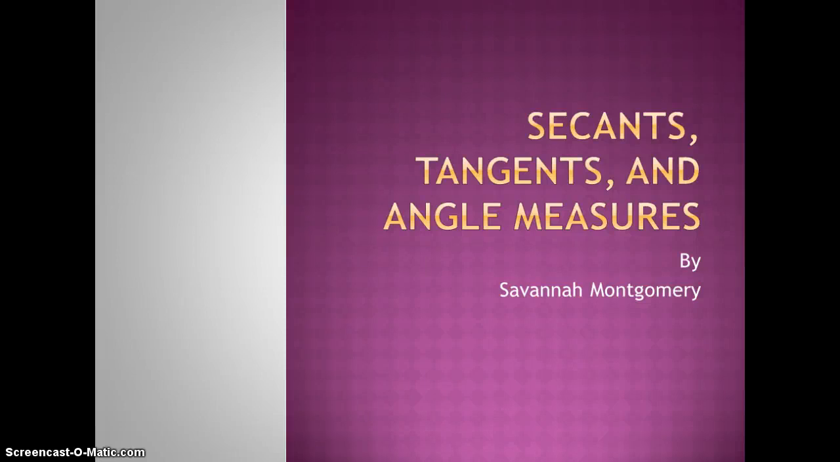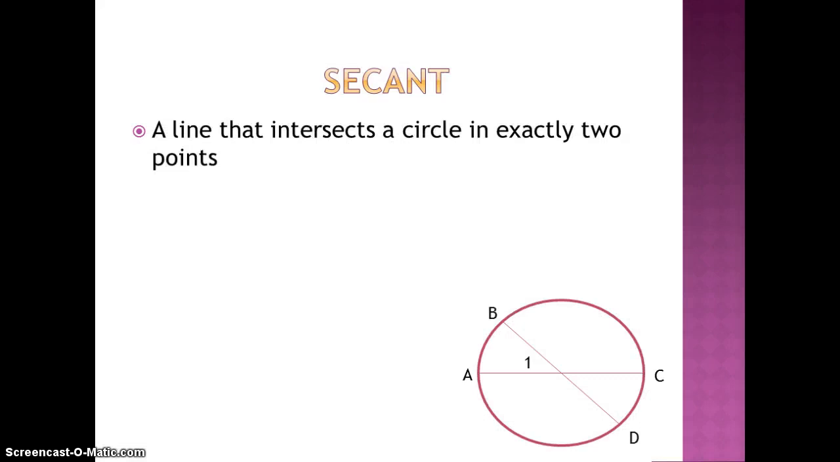Secants, tangents, and angle measures. Secant: a line that intersects a circle in exactly 2 points.